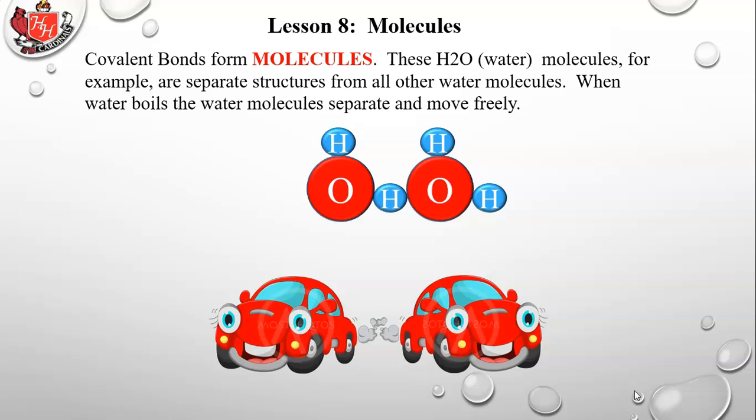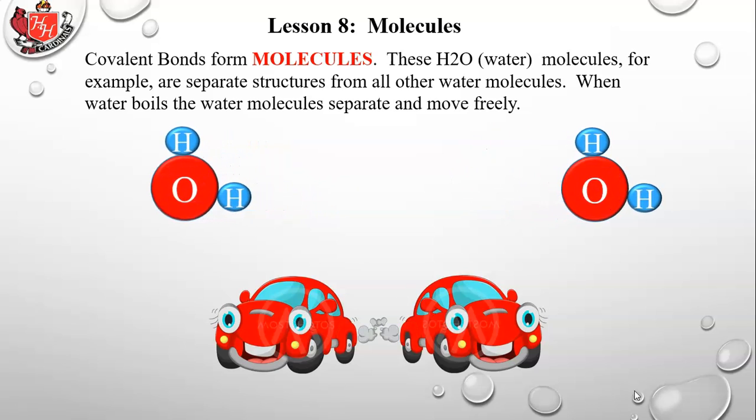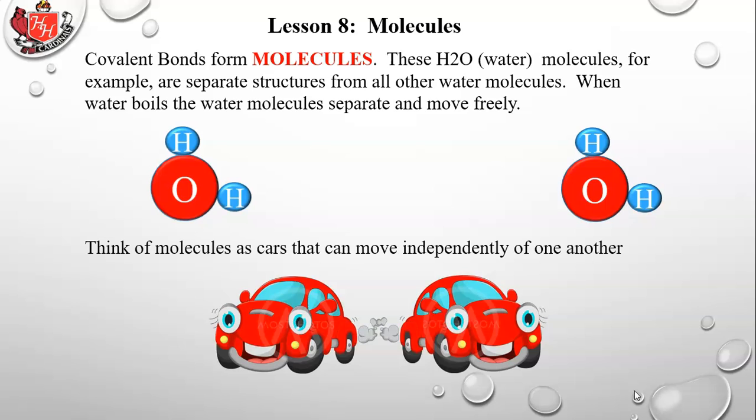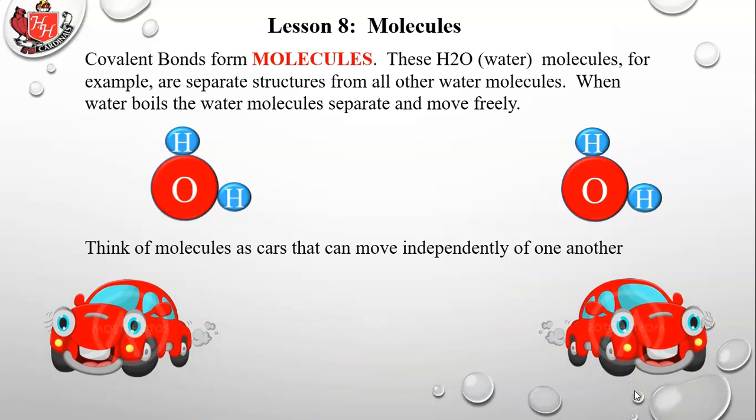Covalent bonds form molecules. These H2O water molecules, for example, are separate structures from all other water molecules. When water boils, the water molecules separate and move freely. They float up into the atmosphere, as you've seen when you see steam coming off boiling water. So you can think of molecules as cars that can move independently of one another. In other words, one car can move in one direction and the other car can move in the other direction. They're separate, independent structures that can move separately from each other.